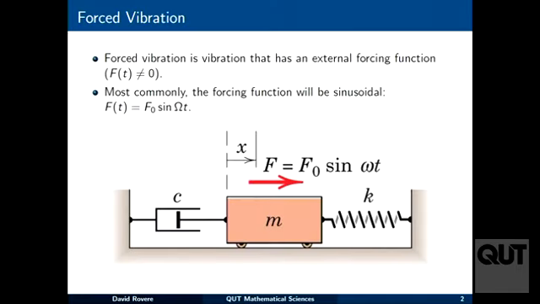So remember free vibration last week, there was no external forcing function acting on the system. With forced vibration problems there is. Now the most common type of forcing function you'll see is a sinusoidal forcing function in the form F0 sine omega t. But forcing functions aren't limited to being sinusoidal. You can have pretty much any forcing function, a constant force, an exponential force, whatever you want.